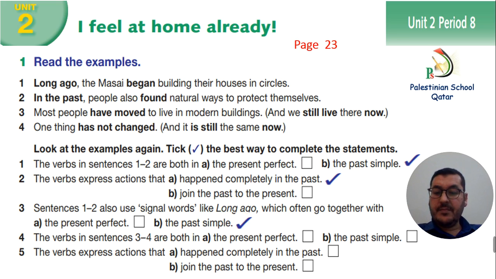Number 4, the verbs in sentences 3 and 4 are both present perfect or past simple? They are present perfect. Number 5, the verbs express action that happened completely in the past or join the past to the present? Of course, join the past to the present.